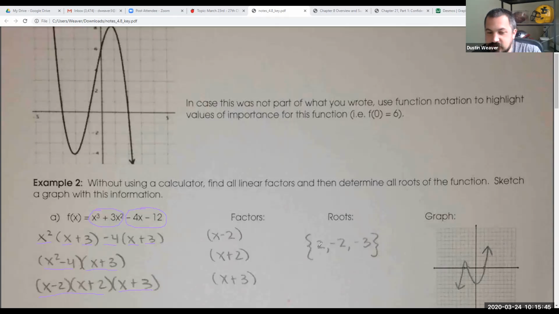Now our roots are when we set these equal to 0. So if you notice, I'm setting all 3 of these equal to 0. And if I solve them, I would add 2, so my first root is 2. I would subtract 2 here, so my second root is -2. And I would subtract 3 here, so my third root is negative 3. So my roots are 2, negative 2, and negative 3.